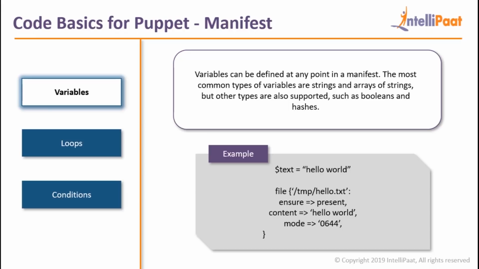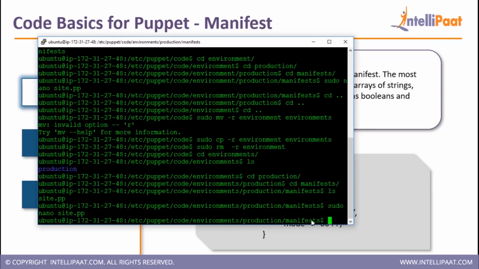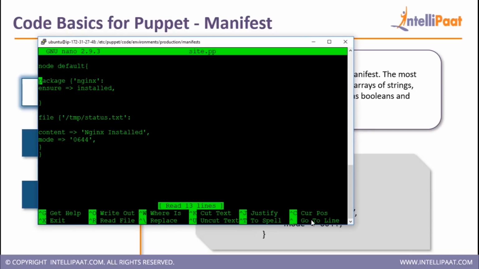So if you can see the example over here, the example says that it creates a variable called $text and it saves the value hello world inside it, and then it creates a file, right? And the content says hello world over here, but basically what we're going to do is instead of this, we are just going to put $text. Let's see what happens. So if I go to my terminal, so this is my master. So let me just change the site.pp.